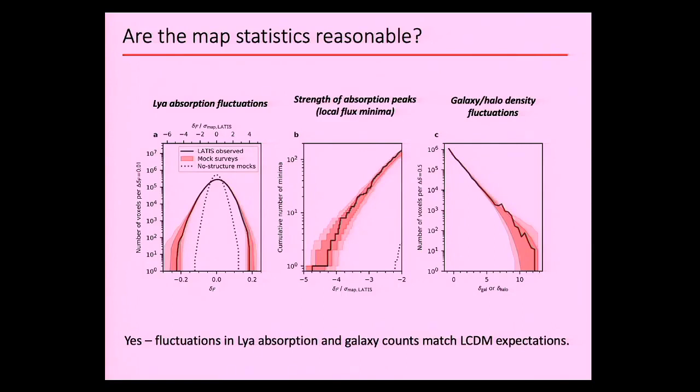You can look at the distribution of fluctuations in these maps, or the strength of the maxima of the absorption, or the fluctuations in the galaxies. In each case, the observed survey is black, and this envelope shades the many mock realizations of it we did in the simulations. And it all looks very consistent. So that means, when we look at the maps by themselves, the galaxy maps and the IGM maps, they look statistically as we expect.